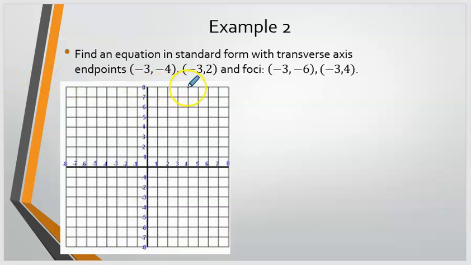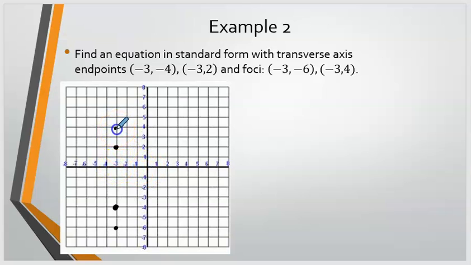Okay, new shape, same idea. I'm going to start off by plotting the coordinates they've given me. So we have transverse axis endpoints at -3, -4, and then another one at -3, +2. This time we were given the foci, so we don't know the conjugate axis length yet. We'll have to find that. So I have -3, -6, and -3, 4.